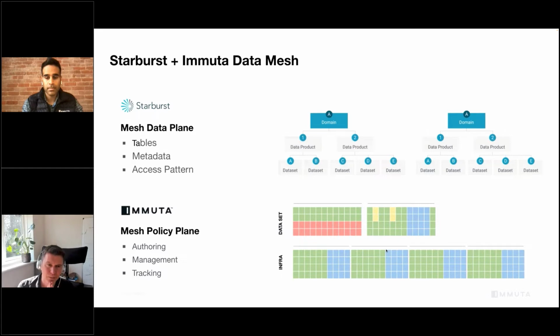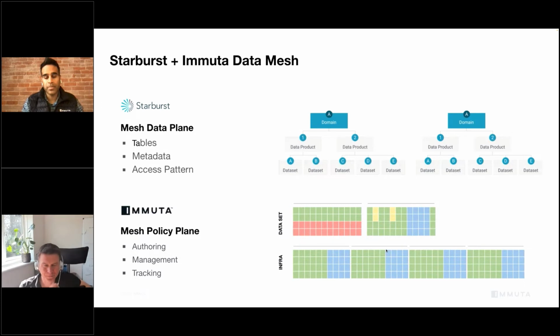But if we think about that mesh data plane, if you will, what we have here is our domains, and each domain is responsible for creating a number of data products. The data product could represent or be associated with one or more data sets. And so what we're really providing from a Starburst perspective is that access pattern to the data, wherever it may reside, and also the metadata that makes a data set more like a data product. So that's where Starburst is fitting in this picture. And then Sumit, if you'd like to talk about the Immuta part.